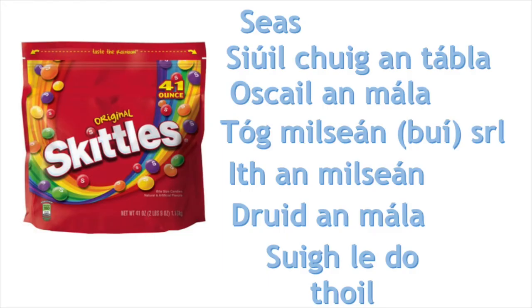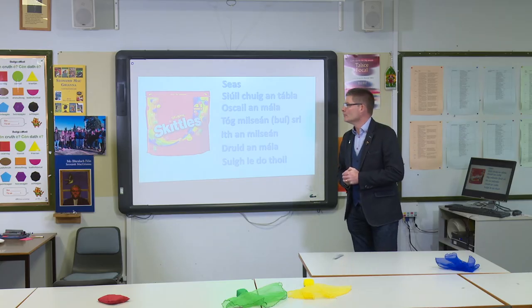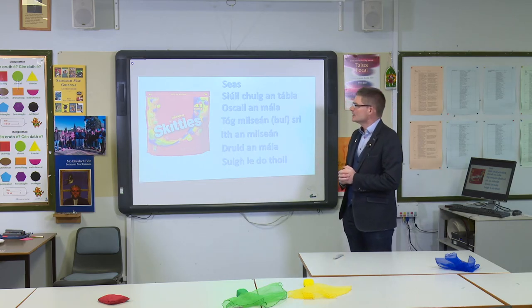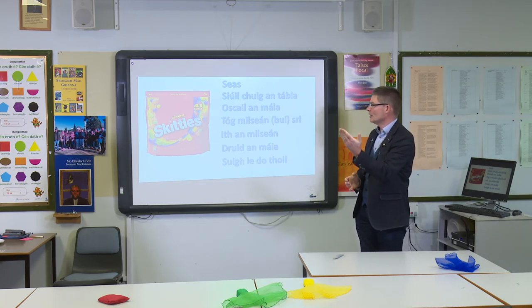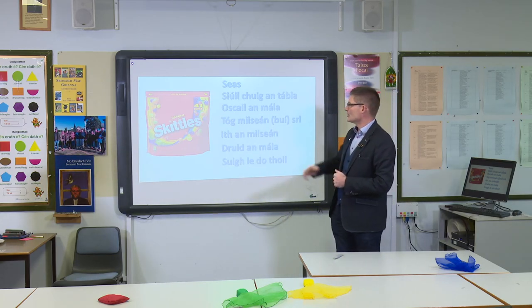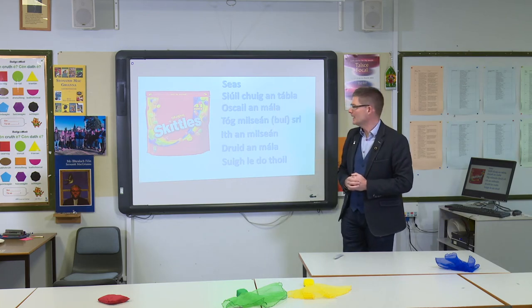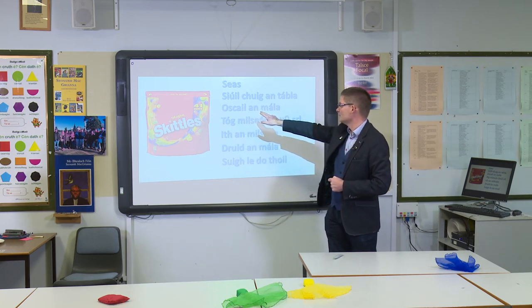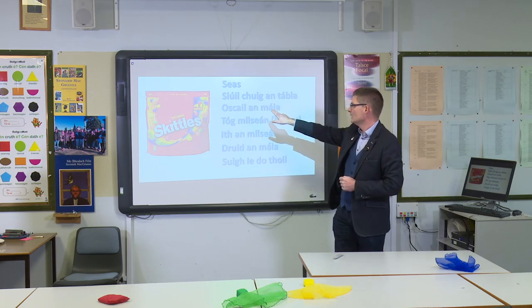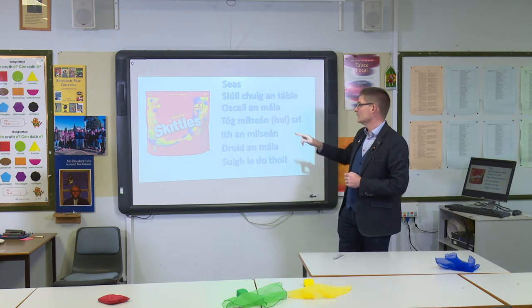So, this is a little example of a game. We could use the commands. For example, a bag of Skittles on the table. You could ask the children to seas, stand up. Siúil go dtí an tábla, walk to the table. Oscail an mála, open the bag. Tóg milseán. And we could also reinforce the colours. Tóg milseán buí, tóg milseán dearg, and so on.